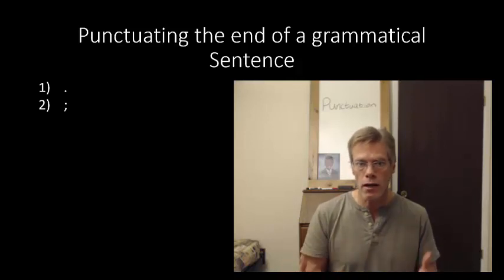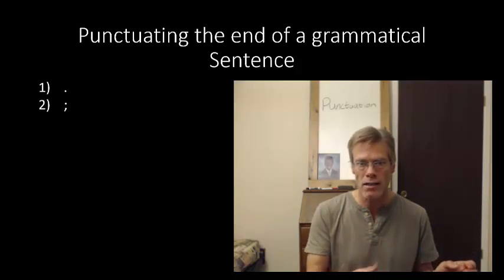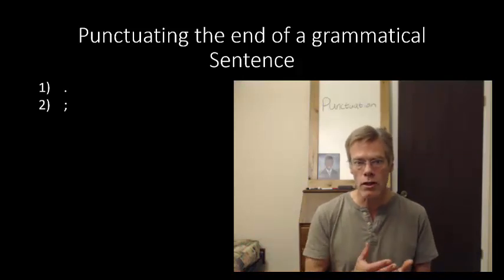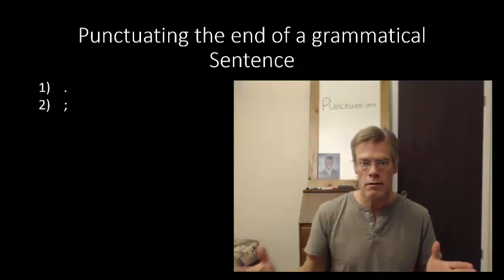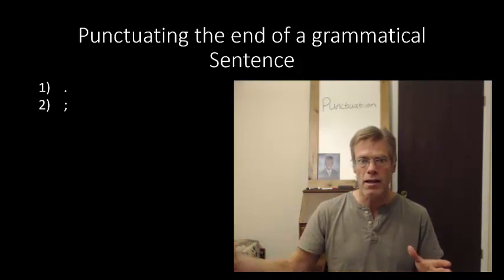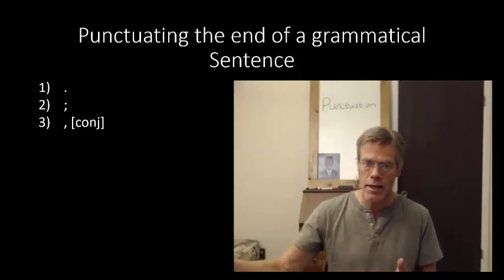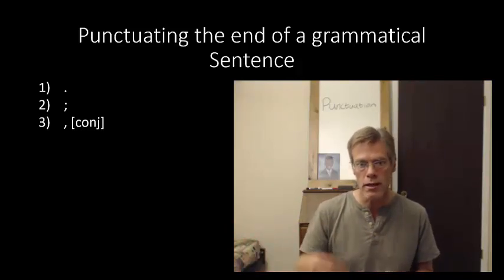So when readers come to a semicolon, they expect that it delimits where one grammatical sentence ends and the next begins, in the same way that a period does. The big difference between a semicolon and a period is that a period, of course, ends a punctuated sentence, where a semicolon does not. So the punctuated sentence continues. Another common way to end one grammatical sentence and then begin the next is to have a comma and then a conjunction. So a conjunction could be and, but, yet, for, so.